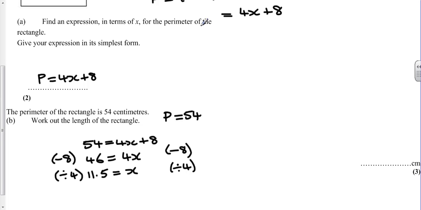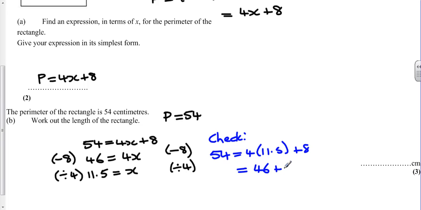Now, just to check that, if that's true, then 54 should be equal to 4 times 11.5 with 8 added on. 4 times 11.5, well, 4 times 11 is 44, and 4 times a half is 2, so that gives us 46, plus 8, and that does indeed give us 54.